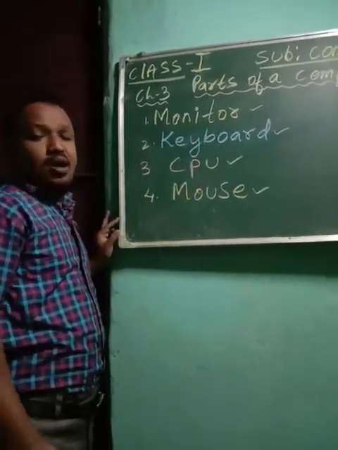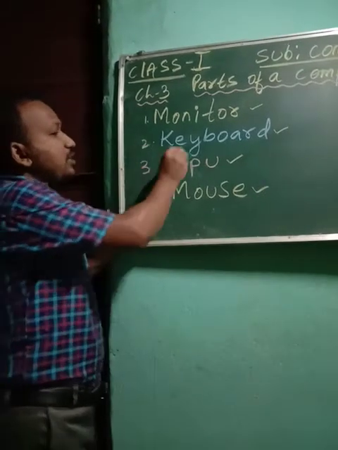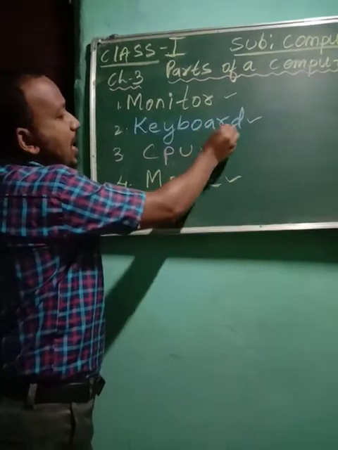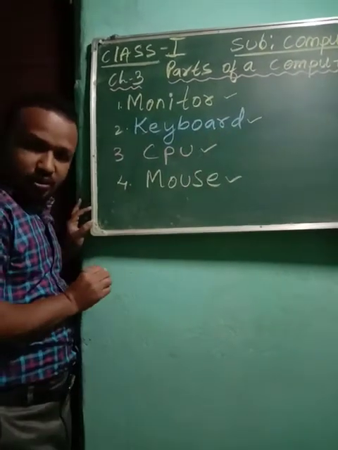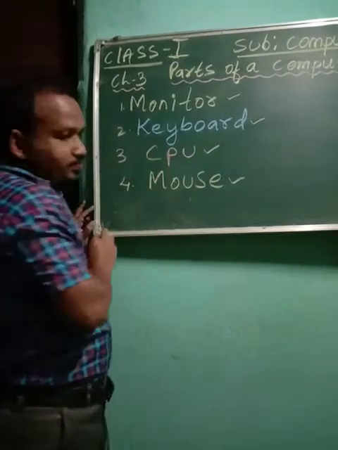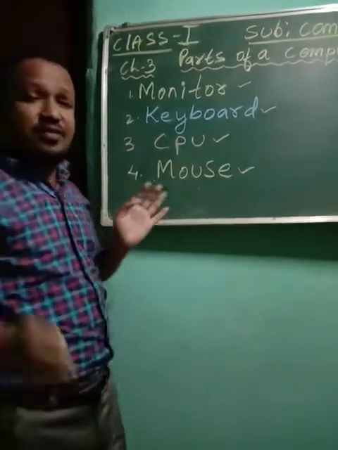Monitor. What is this? Monitor. Next, what is this? Keyboard. Key, board. Keyboard. Okay, this is your keyboard. Next, number 3, CPU. Okay, this CPU, it has a very big name.